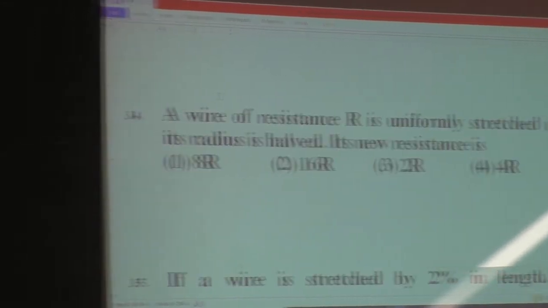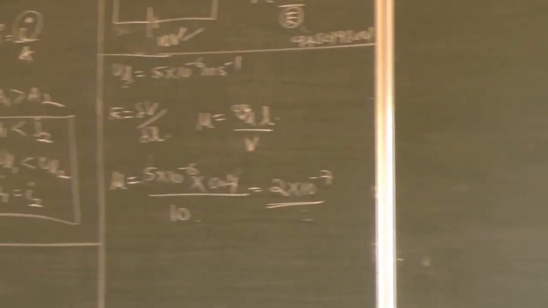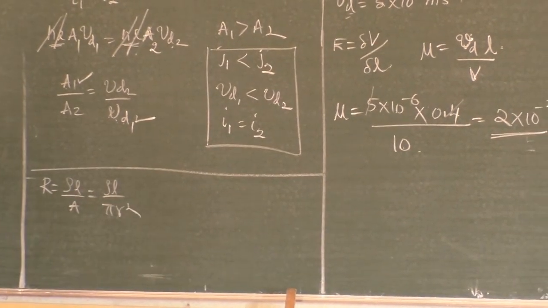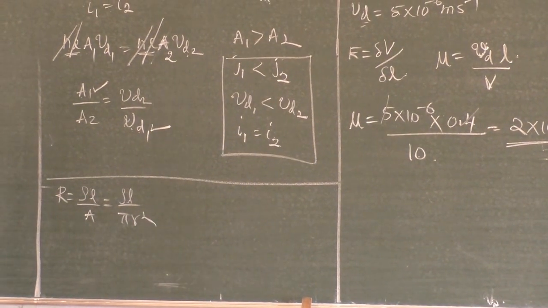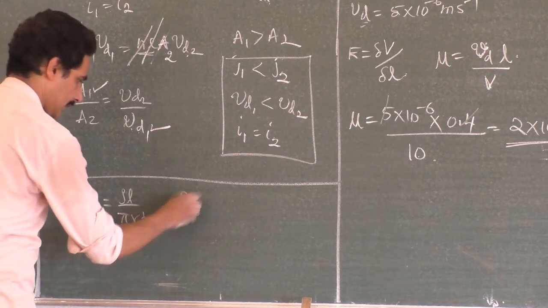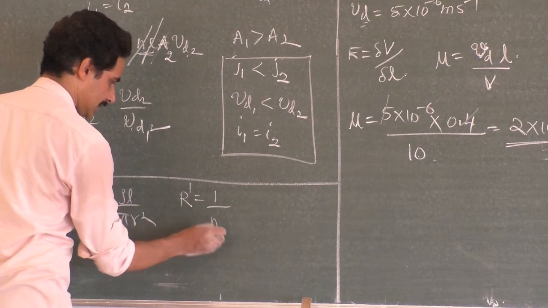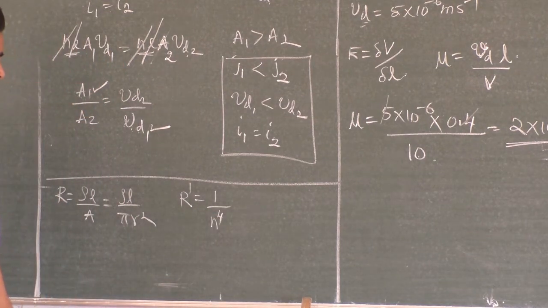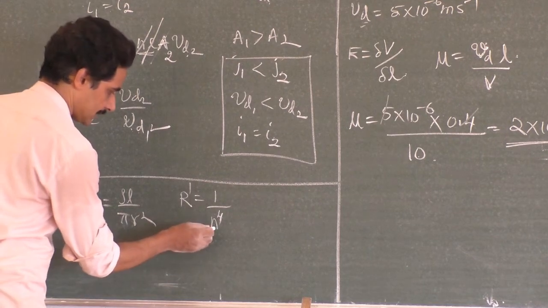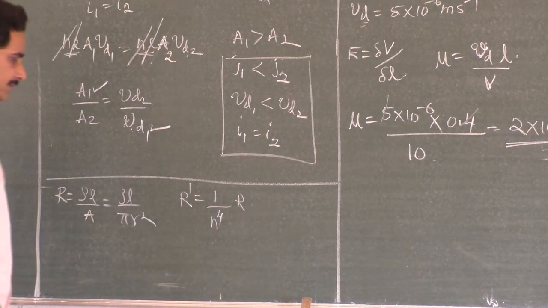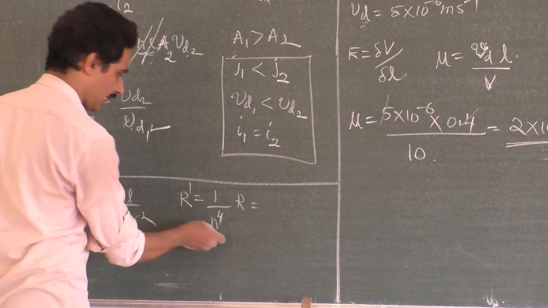Coming back to the board, resistance is equal to rho L by A, which is rho L by pi R squared, right? When you stretch it, the resistance increases n squared times. If your wire is stretched such that the radius becomes n times, the new resistance is the old resistance by n to the power 4.